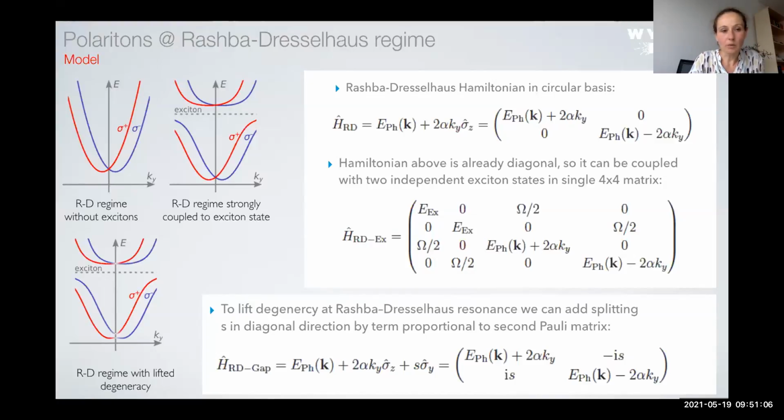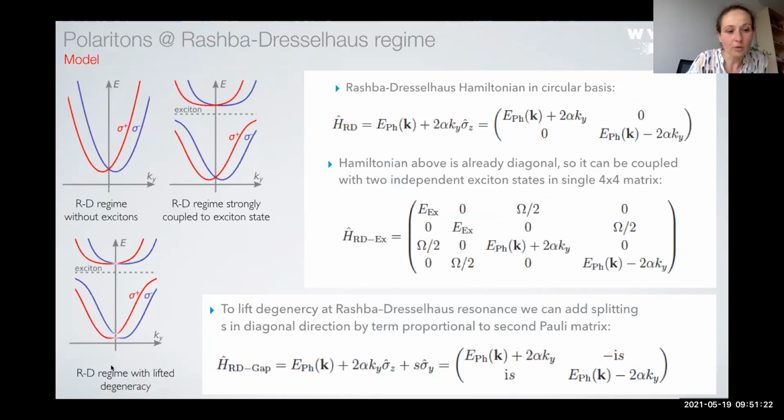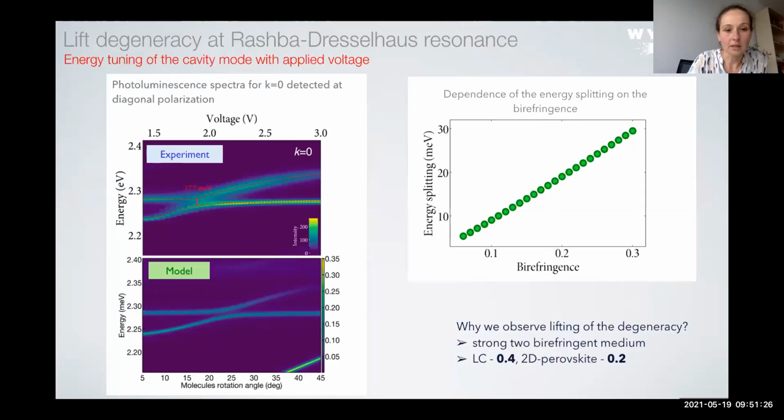And actually, this is what we observed in our cavity filled with the liquid crystal and with the perovskites. When I show you the photoluminescence spectrum now for zero incidence, we observe this anti-crossing that really corresponds to this lifted degeneracy here at this minimum. And then we model how the energy splitting will depend on the birefringence.